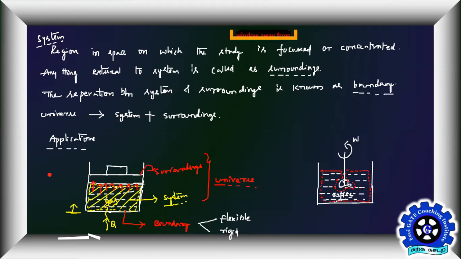So this coffee is your system, and the line you have drawn is the boundary. And what is your surroundings in this problem? The room, sir. You're correct, but generally you don't talk about the room. The surroundings is your stirrer. And this coffee plus stirrer is called the universe. Similar to your previous problem.